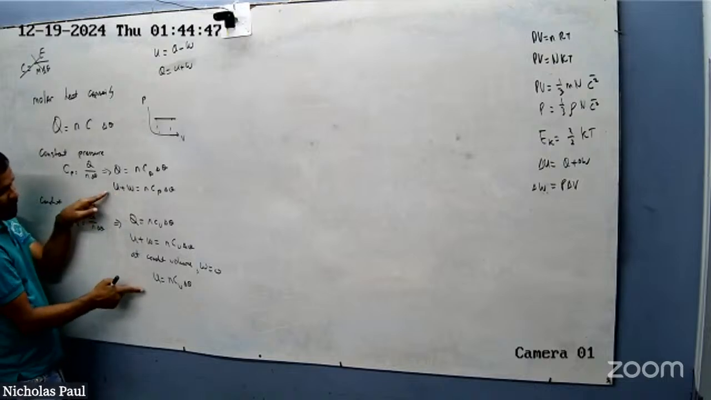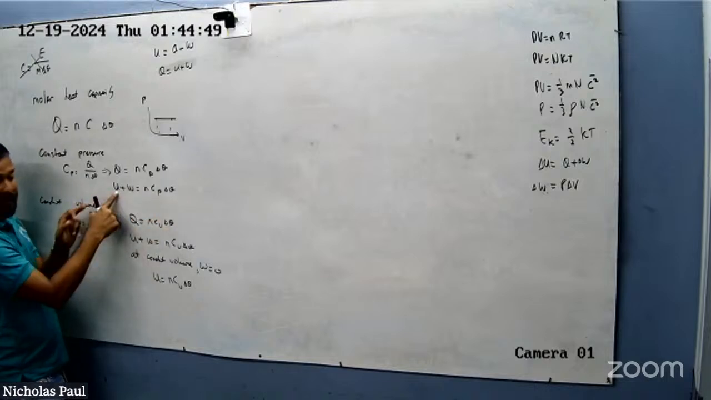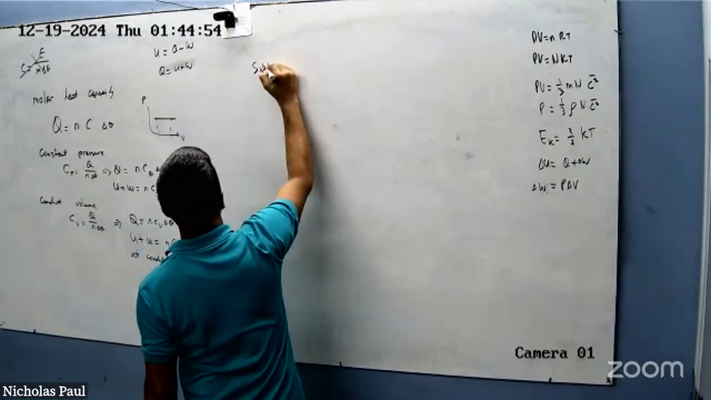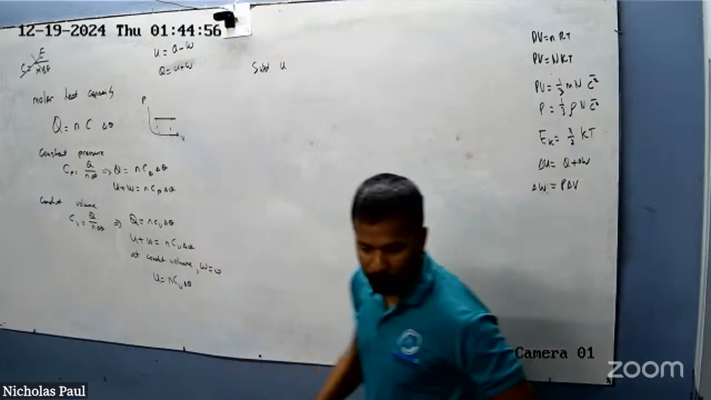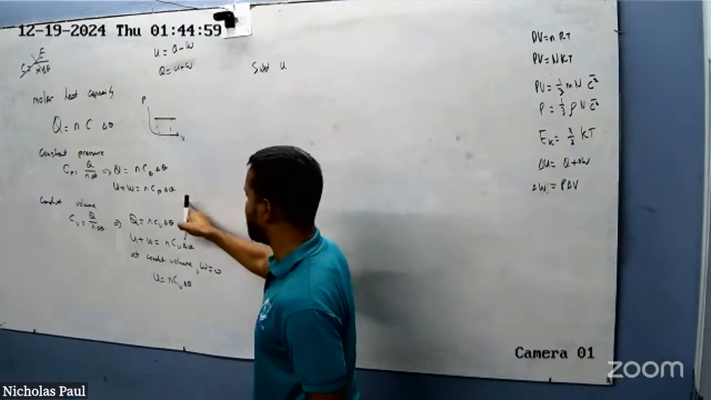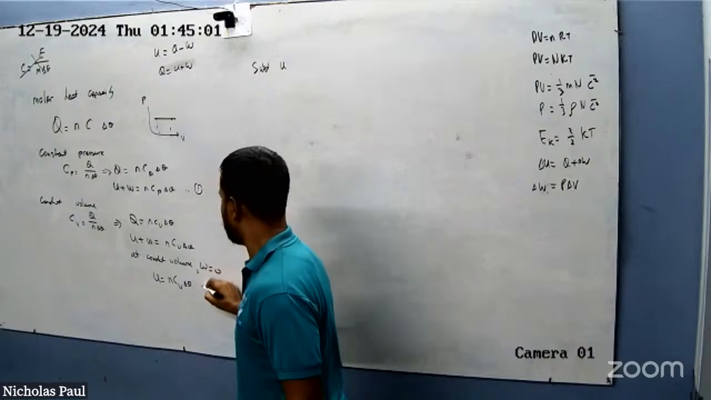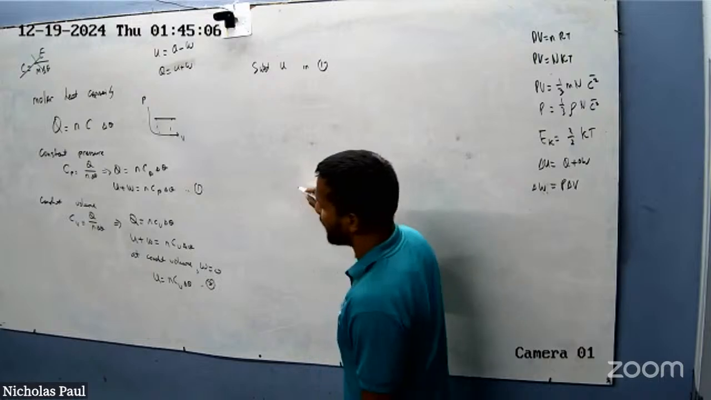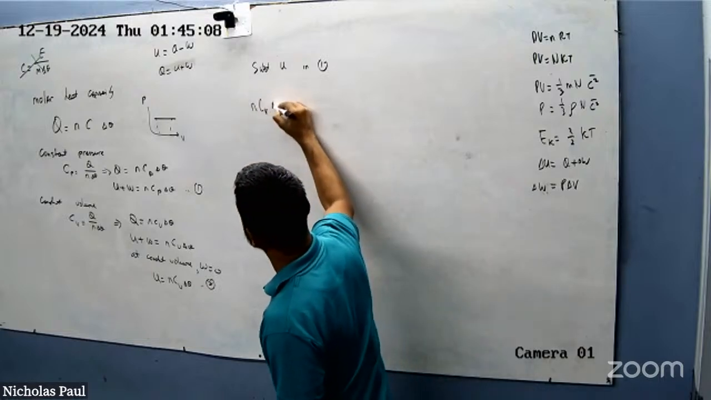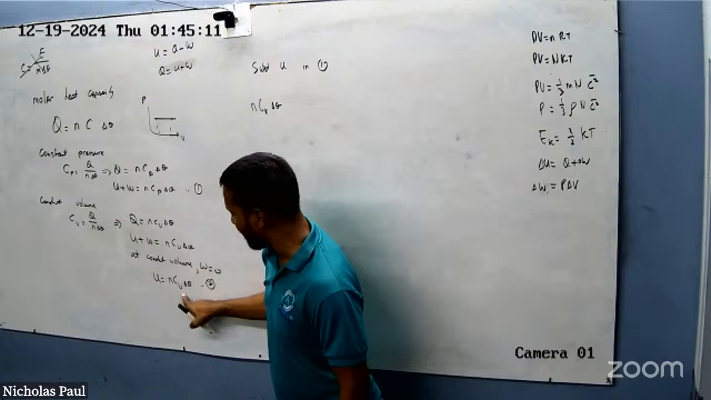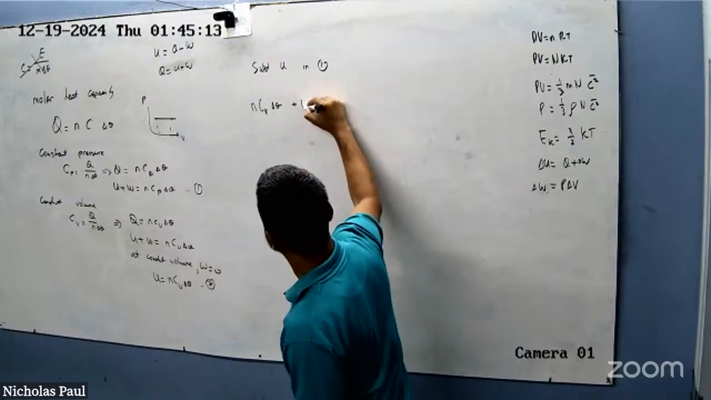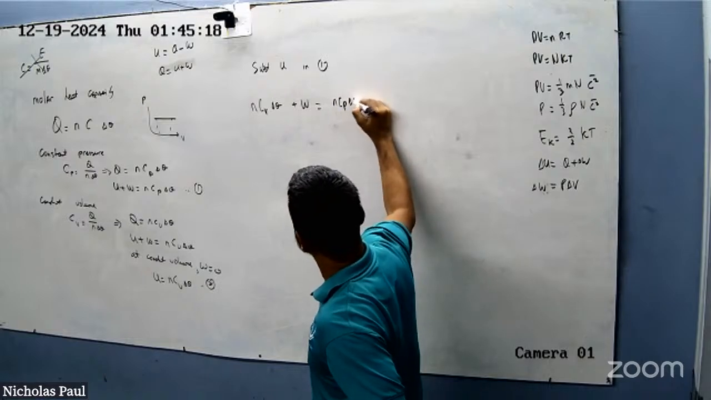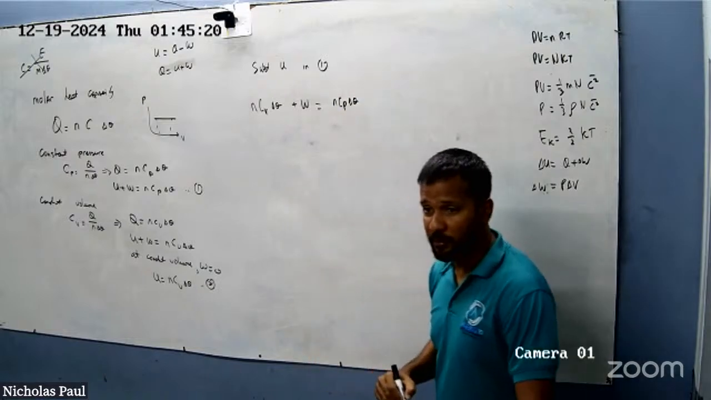I'll leave it like that. Can I bring this up here now? Can I substitute U? Let's call this equation 1 and this equation 2. Substitute U in equation 1. Watch what will happen. I'll get nCvΔθ, so I'm taking off U and writing this, plus W is equal to nCpΔθ.